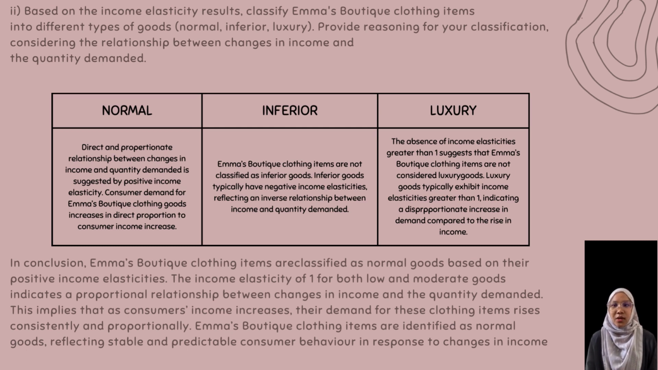The income elasticity of one for both low and moderate indicates a proportional relationship between changes in income and quantity demanded. This implies that as a consumer's income increases, their demand for these clothing items rises consistently and proportionally. Most boutique clothing items are identified as normal goods, reflecting stable and predictable consumer behavior in response to changes in income.